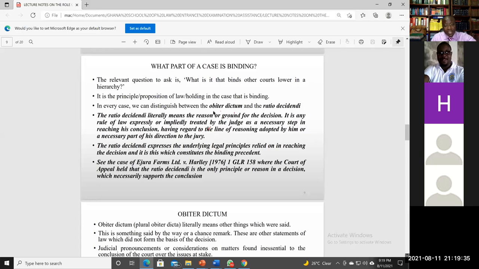And obiter dicta, in the plural, simply means other things which were said, or an important statement of law which was said, but which was not relevant to the issues before the court, relevant to the material facts.